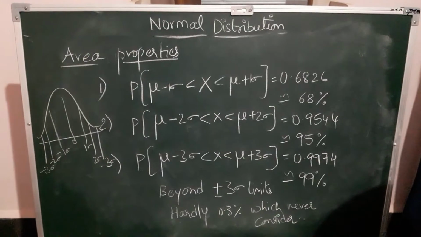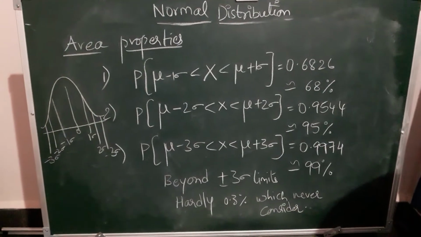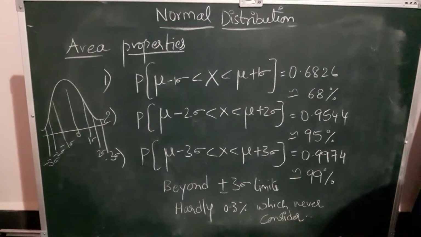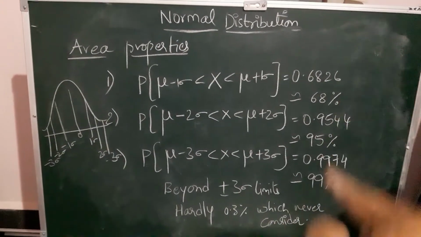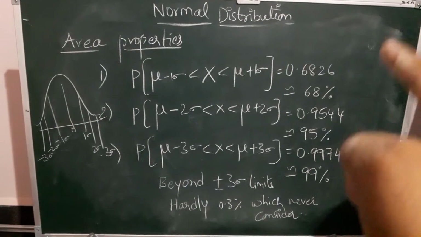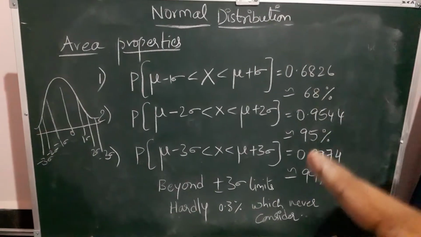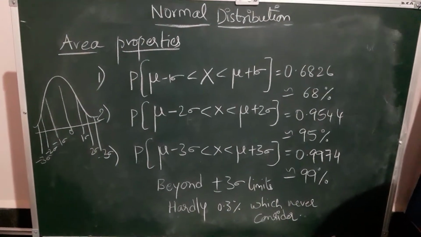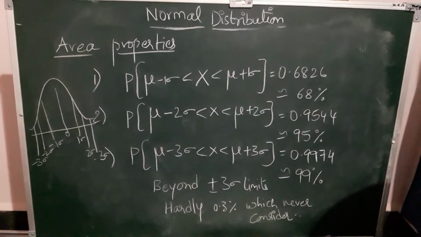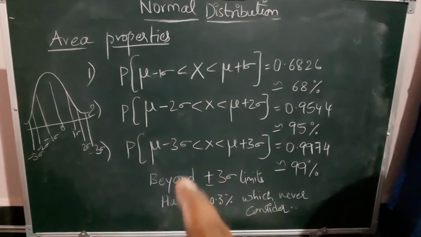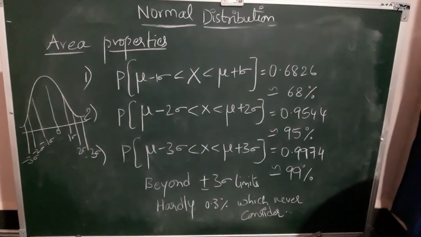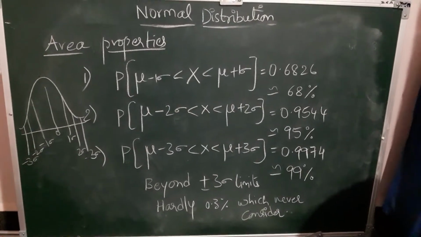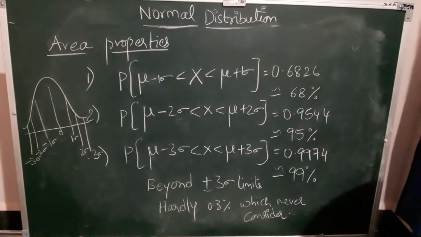Sir, how come that 0.6826? Yes, in the further videos I am going to prove all these three. Remember, we certainly have the proof of all these three area properties. In the coming videos, I am going to explain individually all these three area properties. Remember, mu minus 1 sigma less than x less than mu plus 1 sigma.